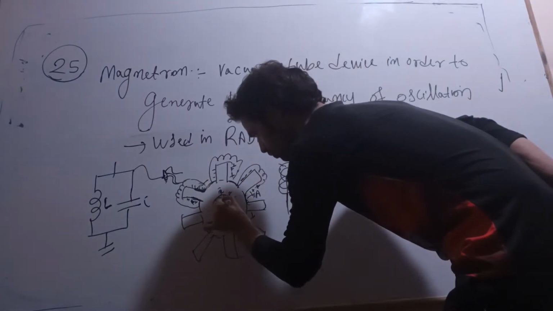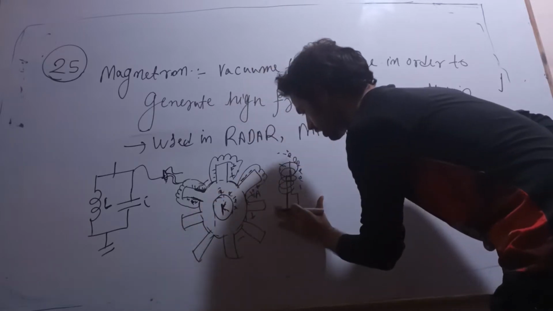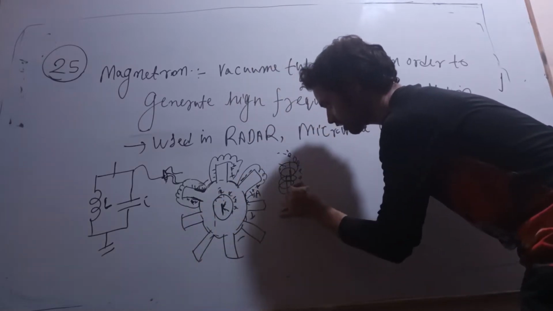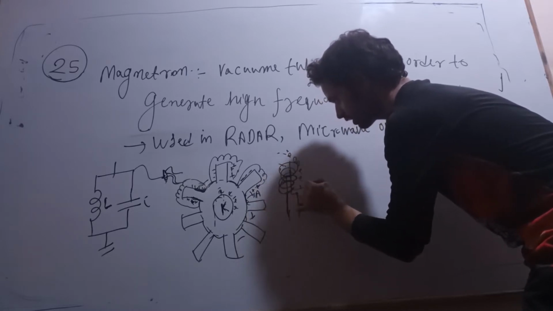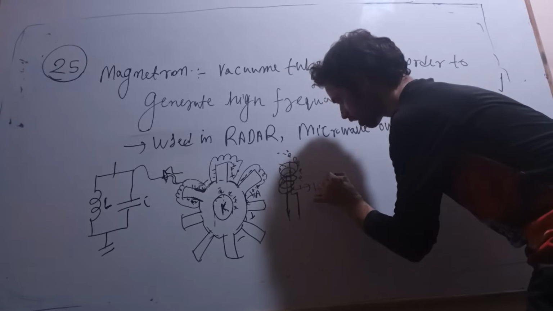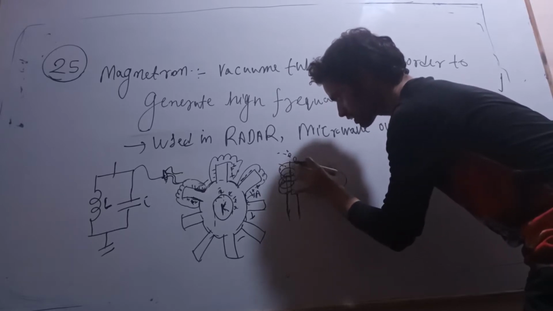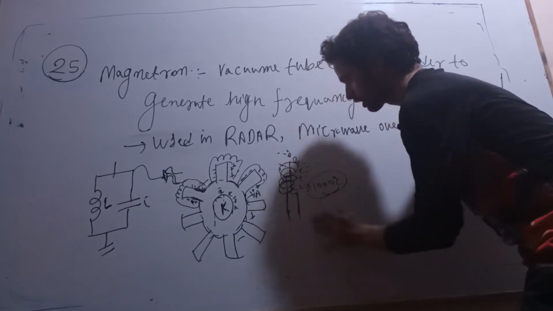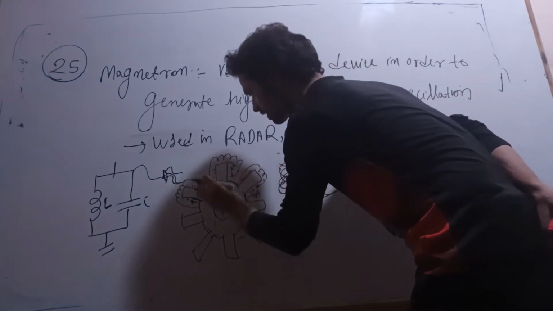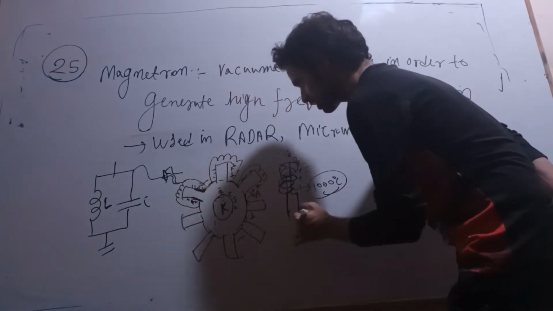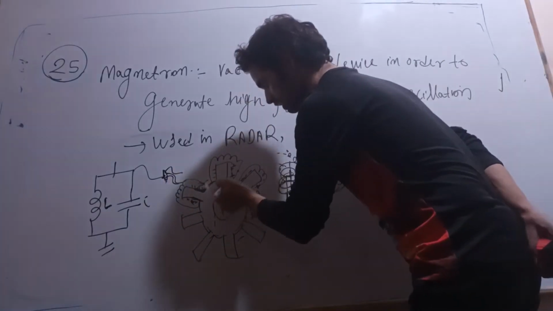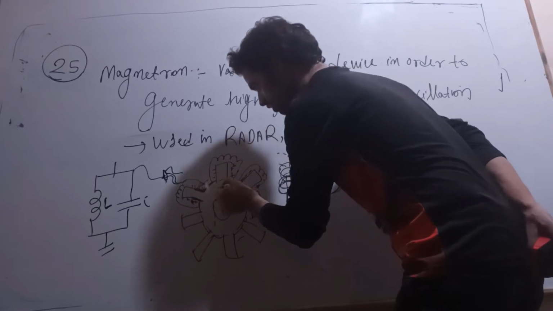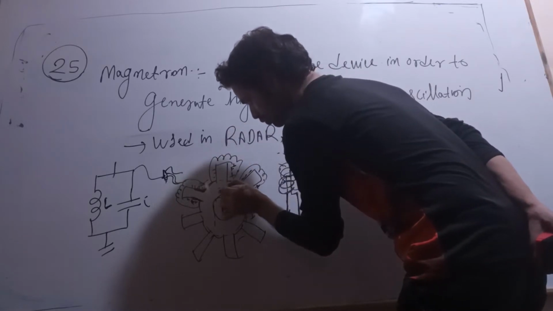This is the cathode. It is like a heating rod, so we are heating it to around 1000 degrees Celsius. At 1000 degrees Celsius it will generate electrons, and it will emit these electrons. Initially assume that the magnetic field is 0. Electrons will move from cathode to anode.